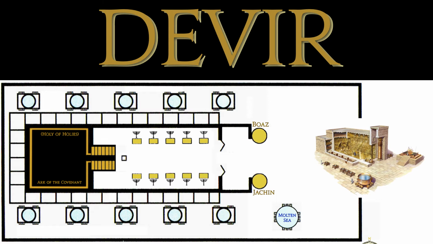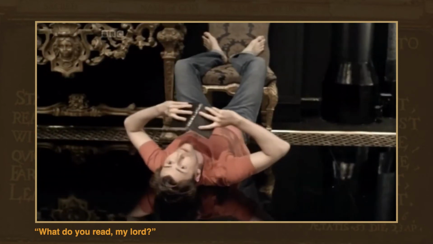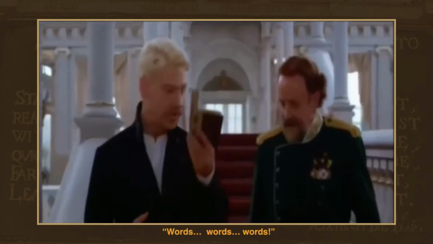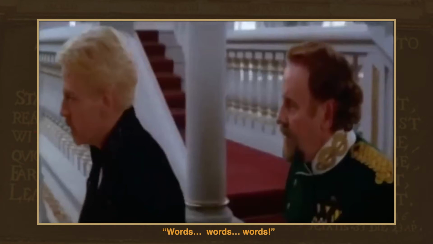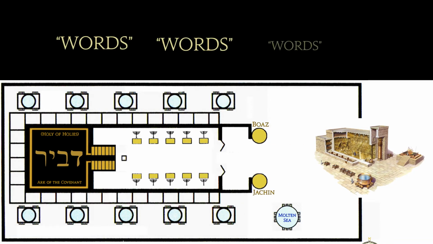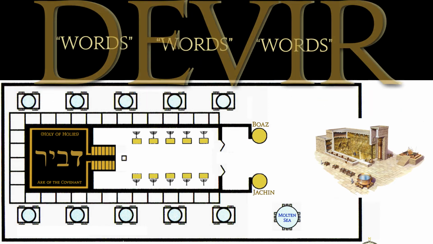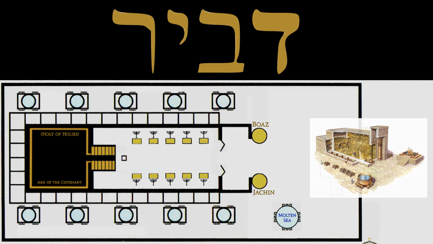So the clue is given to us in Hamlet. What do you read, my lord? Words. Words. Words. That word, devir, its root word is deverim, which means word. So every time Hamlet says words, words, words, he's saying devere, devere, devere. He's giving the whole game away. How brilliant. He's telling you not only his own name, but he's telling you the actual Hebrew name for the Holy of Holies. The answer is in the altar. The answer to Shakespeare is devere.